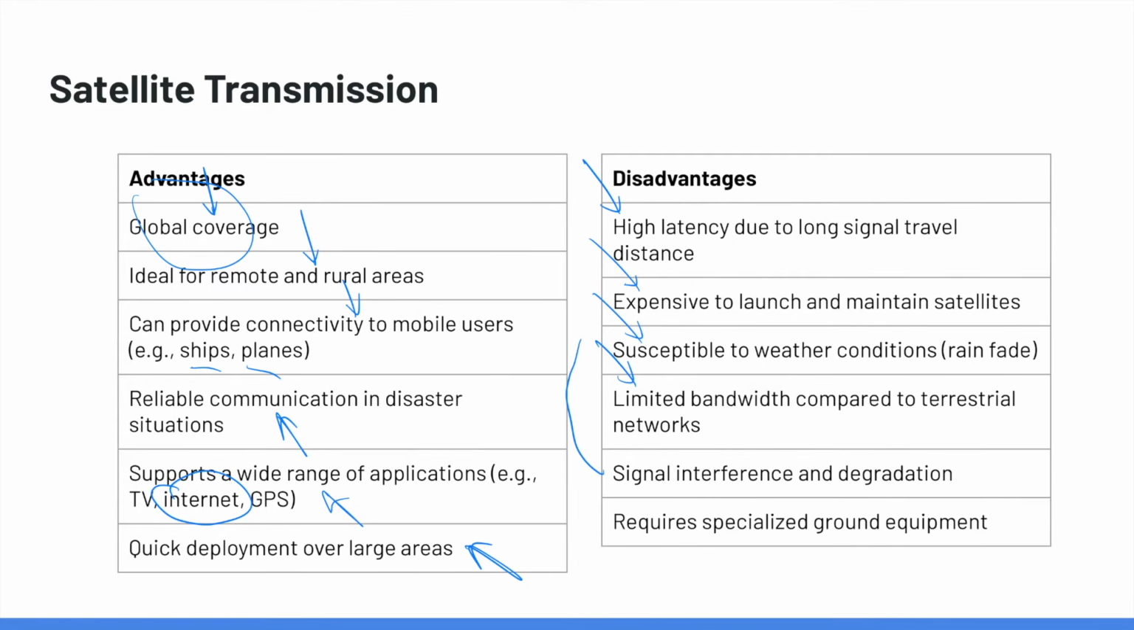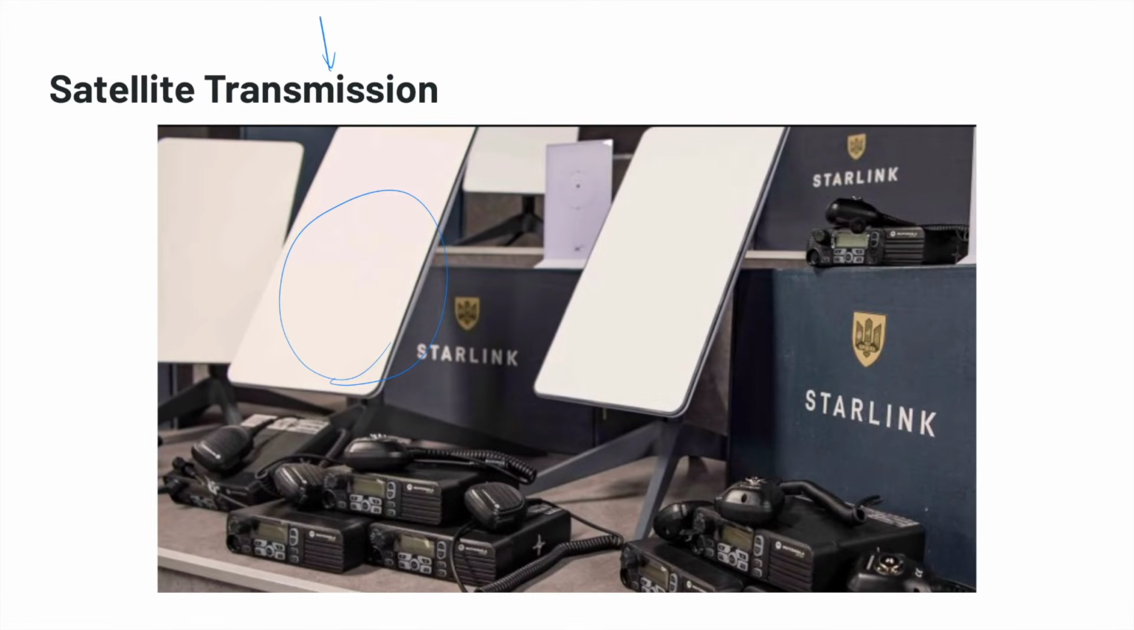We already talked about signal interference and degradation, although there could be signal interference from ground-based sources. It could be any electromagnetic interference, for example, GPS jamming or something like that. And there is the ability to jam the signal. And oftentimes you need specialized ground equipment, although I guess the Starlink receivers are still quite specialized.